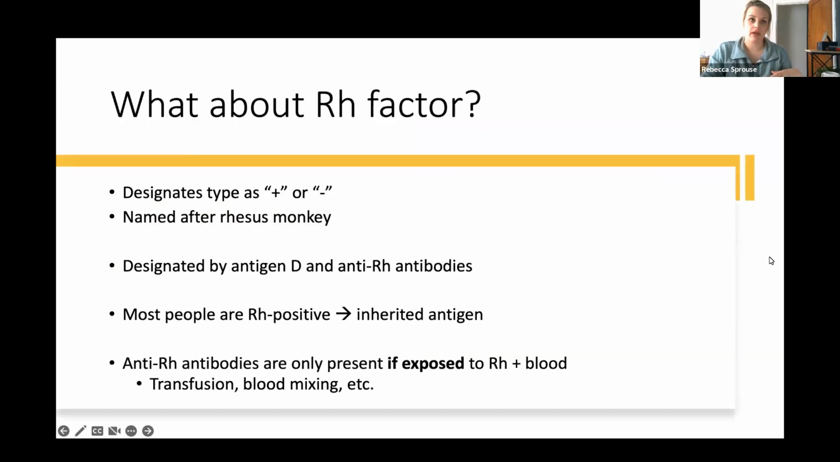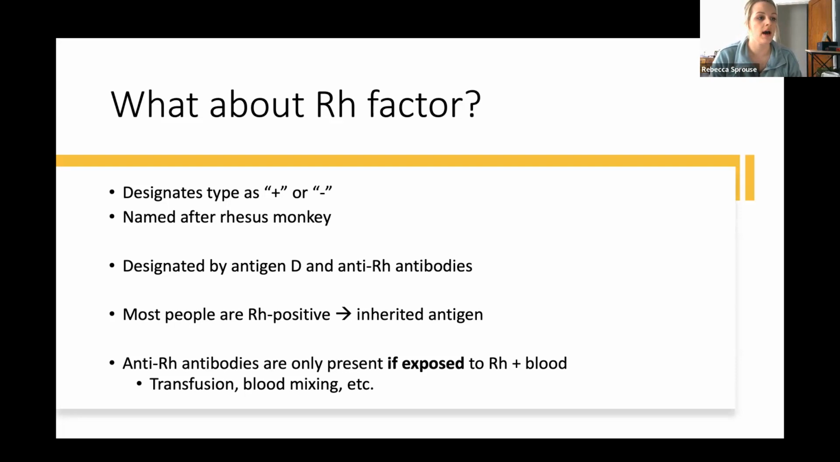So we talked about ABO. What about Rh factor? Because we know that we're not just type A, B, or O. We are A positive, we are B negative, right? We're O positive, O negative. What does that mean? So Rh factor is the designation as positive or negative. It's named after the rhesus monkey, which is where it was discovered. And we designate this by letter D.